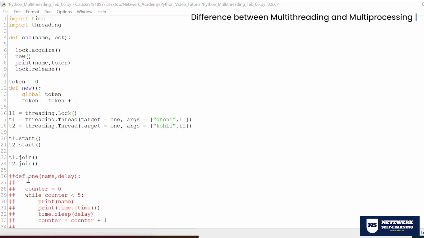On the other hand, we have a concept called multiprocessing. Again, I'm going to use the same syntax. Instead of threading, you use processing; instead of thread, you use process. Here at lines 17 and 18 we have threading.Thread, and there you will have multiprocessing.Process. That's the only difference.